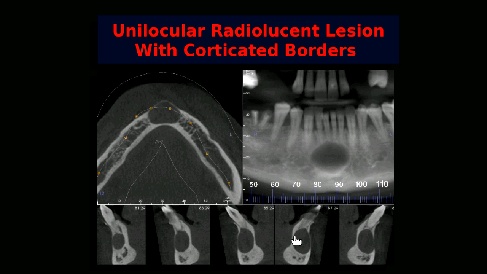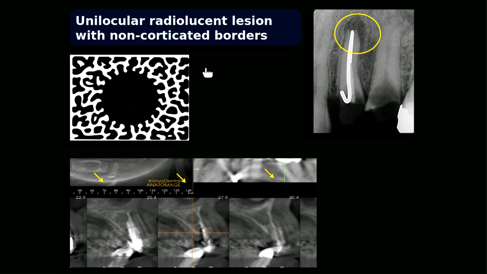Same goes for the lingual cortex. So this is the buccal side, this is the lingual side. You can check that the lingual side is intact and the buccal side is intact too, but it's a little bit expanded with thinning of the cortex. You can see.